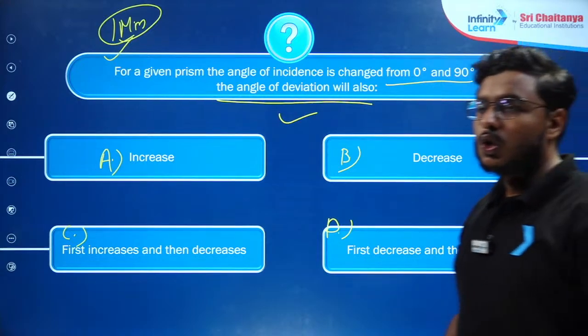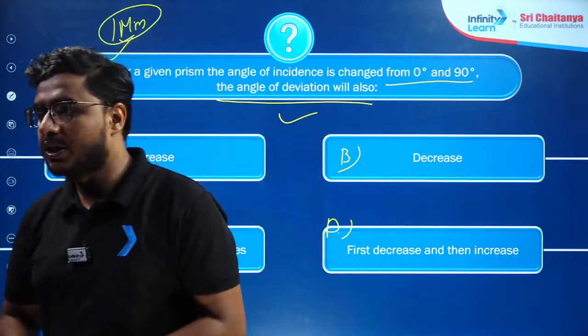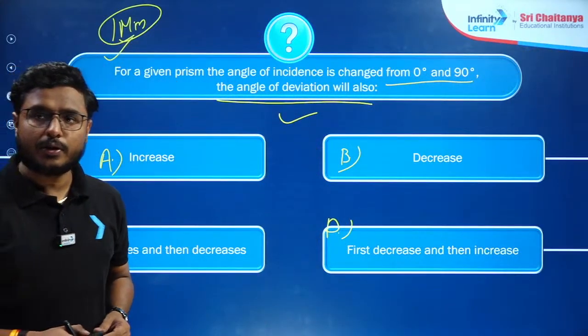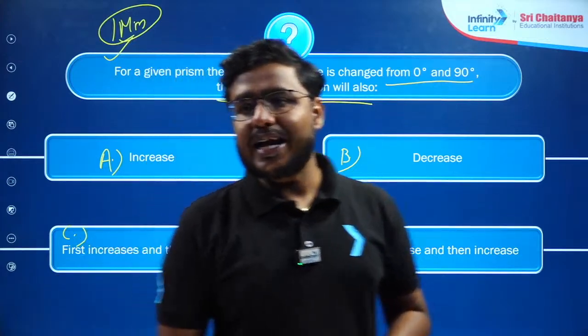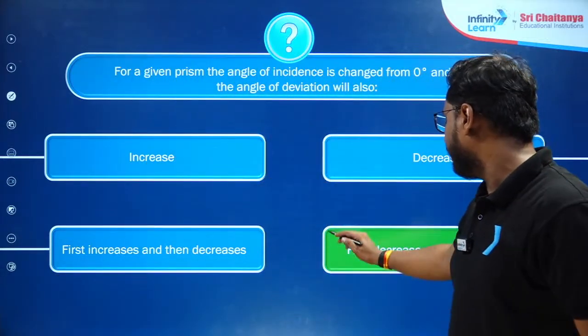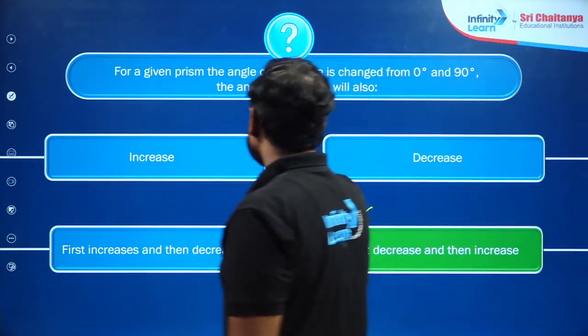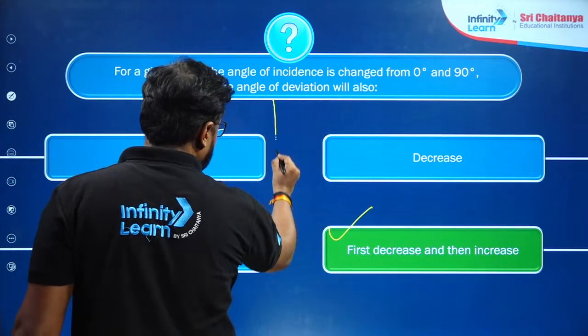Okay, so a few answers I got here. Abhijit is saying D part, only one answer I got. So students, talking about the right answer for this question, definitely D part: first decreases and then increases, if you are able to recall the graph of it.